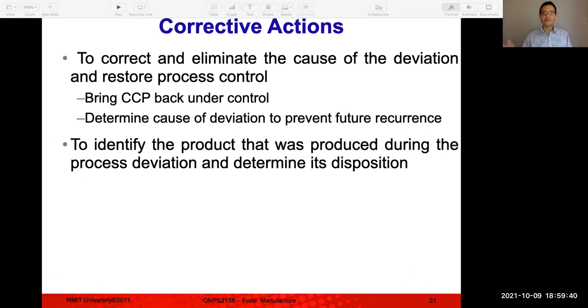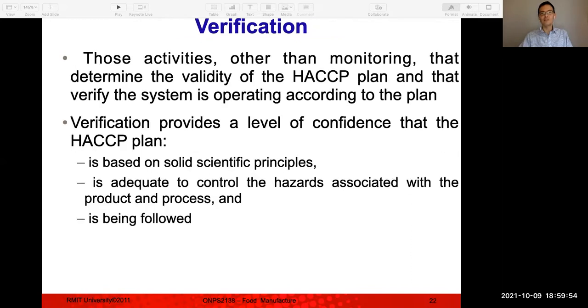Thirdly, it's vital to identify the product that was produced during that process deviation and then work out what we are actually going to do with it. So those 4 steps that I showed in the previous slide are what we need to do.